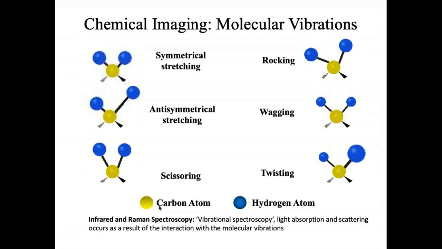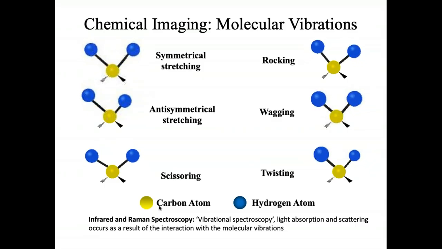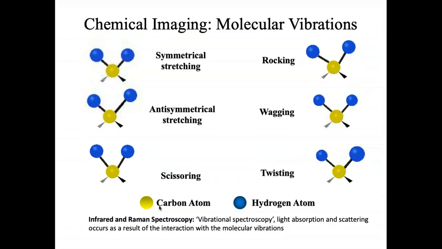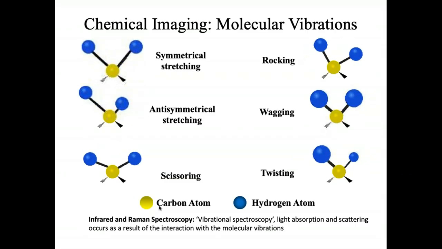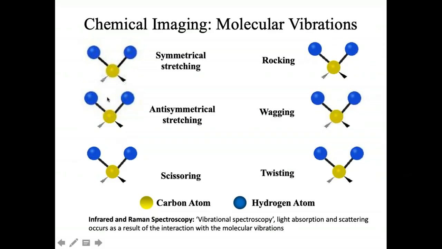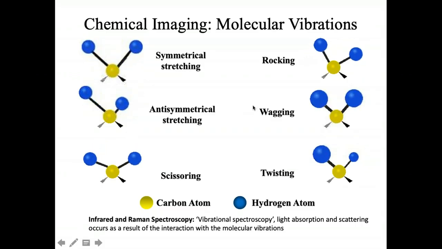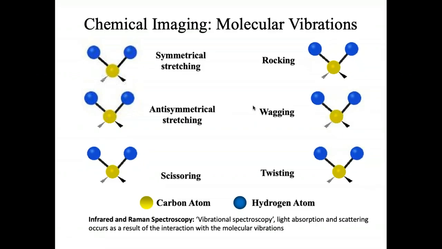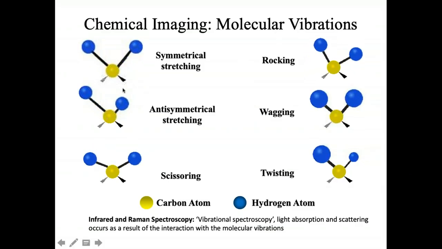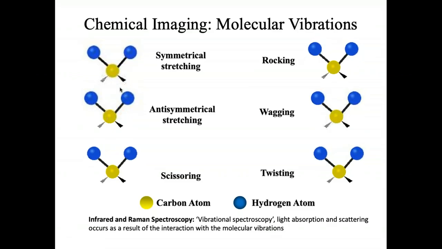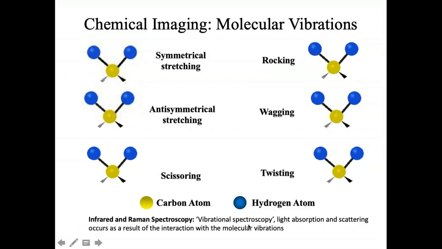And so the concept here is that all the molecules in the world have this basic thing: they have atoms, right? Within a molecule, atoms have different vibrations. They can be in different vibration modes. As I'm showing here, they can be symmetrically stretching, asymmetrically stretching, scissoring, wagging, rocking, twisting, and all kinds of motion. So what IR and Raman do is study these vibrations, which are characteristic of the specific chemicals present in the sample. I just wanted to focus here that this is vibrational spectroscopy.